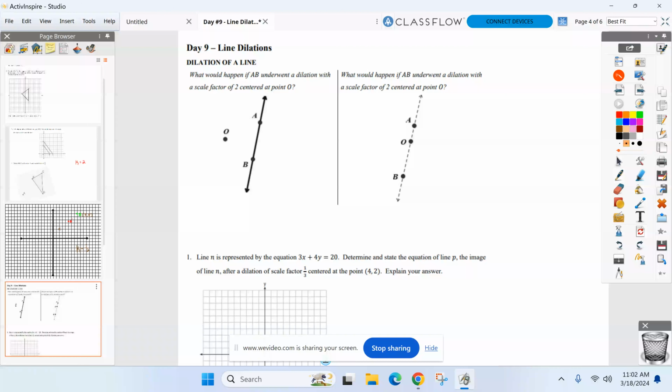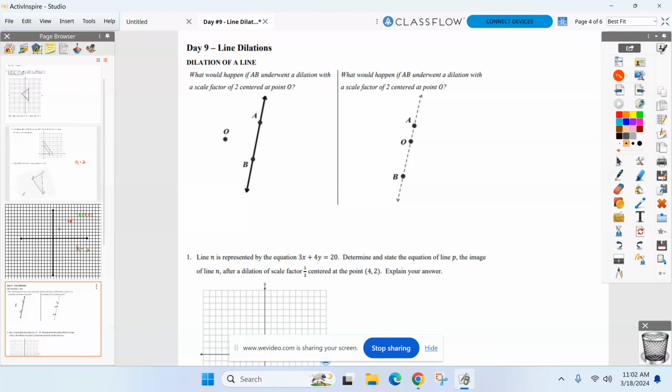Scenarios can happen. First, take a look at my first scenario over here. We're going to dilate with center O, scale factor of 2. Don't tell me it's going to get bigger and just try to extend it and stretch it. No, no. Let's see what happens up here. A dilation of 2 around center O. Take point A right now. What's going to happen to point A?